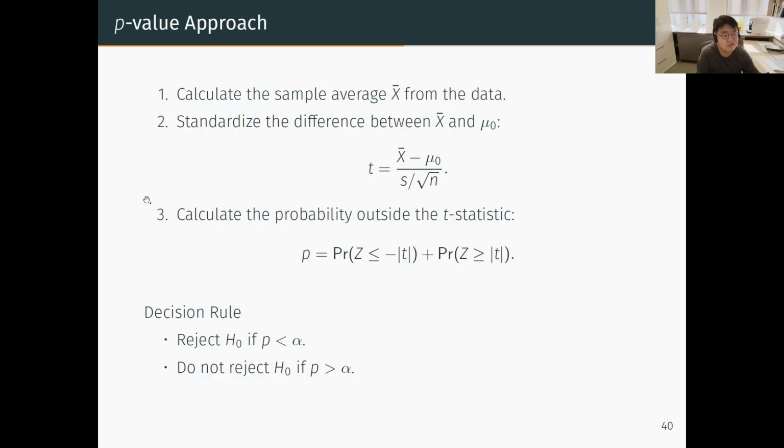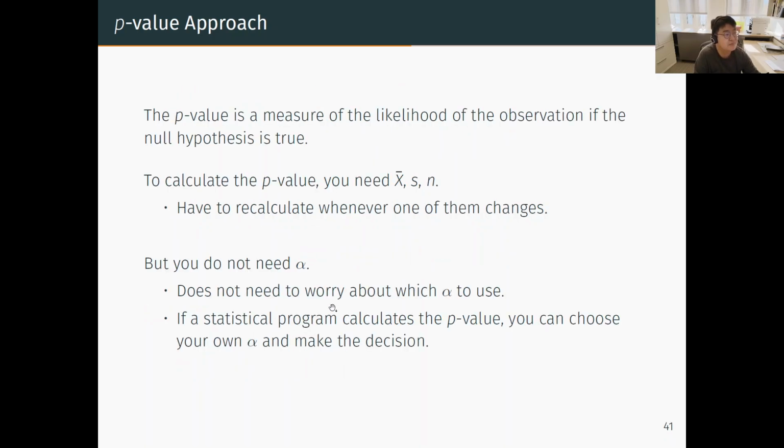After these three steps of calculation, you make your own decision, right? Reject or not based on the p-value versus the significance level. If the p-value is too small, you reject your null hypothesis. If the p-value is large enough, then you don't need to reject your null hypothesis. This is up to you. The choice of alpha is yours.